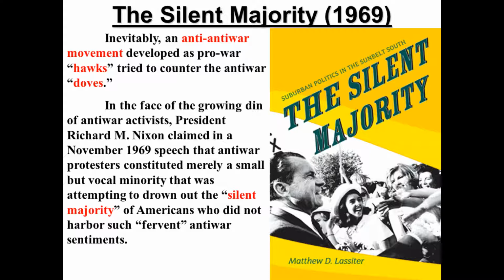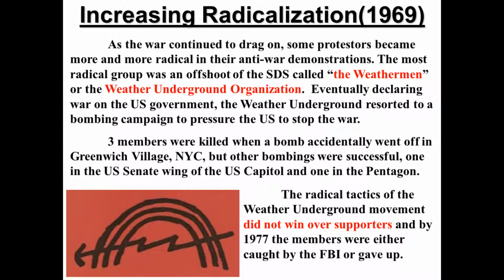Nixon tapped into this rage, called this group the silent majority, and rode that kind of angst and frustration into the White House. It also did not help the anti-war cause when other organizations grew increasingly radical. SDS became increasingly radical, of course, as it moves on through the 60s, and even in 1969, you have a splinter group from SDS, the Weathermen, or the Weather Underground Organization, that splits off and basically declares war on the United States government. They basically start a bombing campaign.